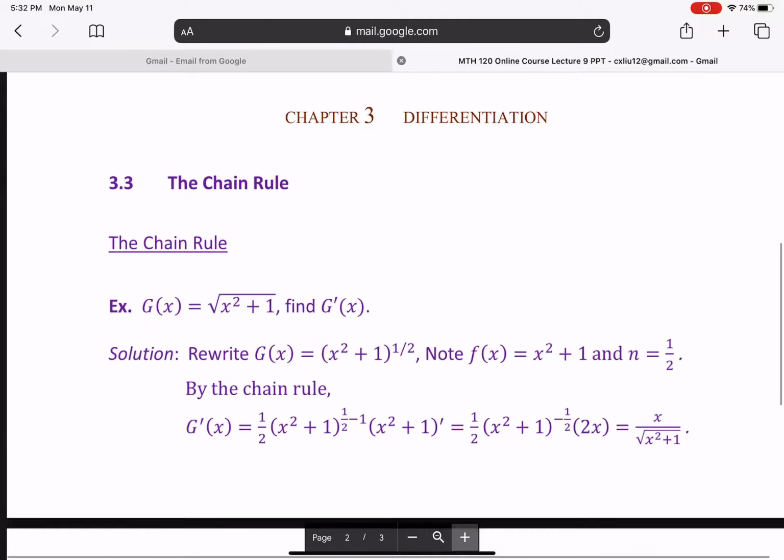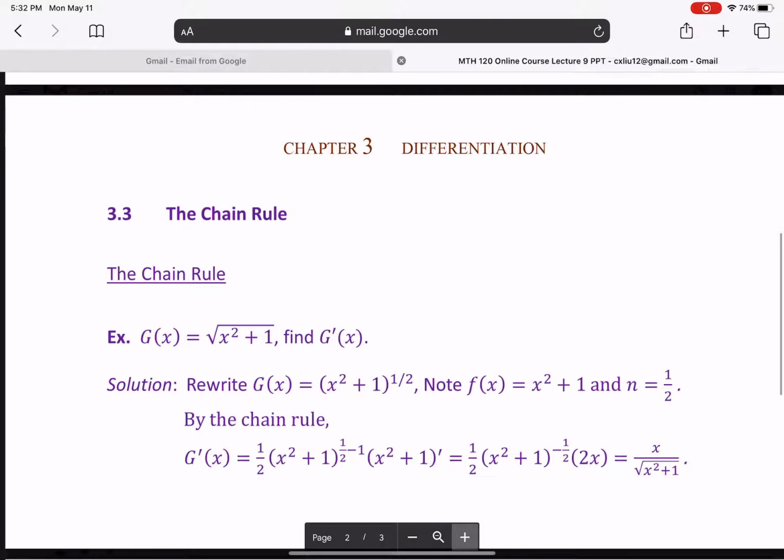Let's do another example. Suppose capital G of x equals square root of x squared plus 1. We need to find the derivative of this function G. So the first step to do is always to rewrite the function in the exponential form. And this is always true when you get some radical functions.